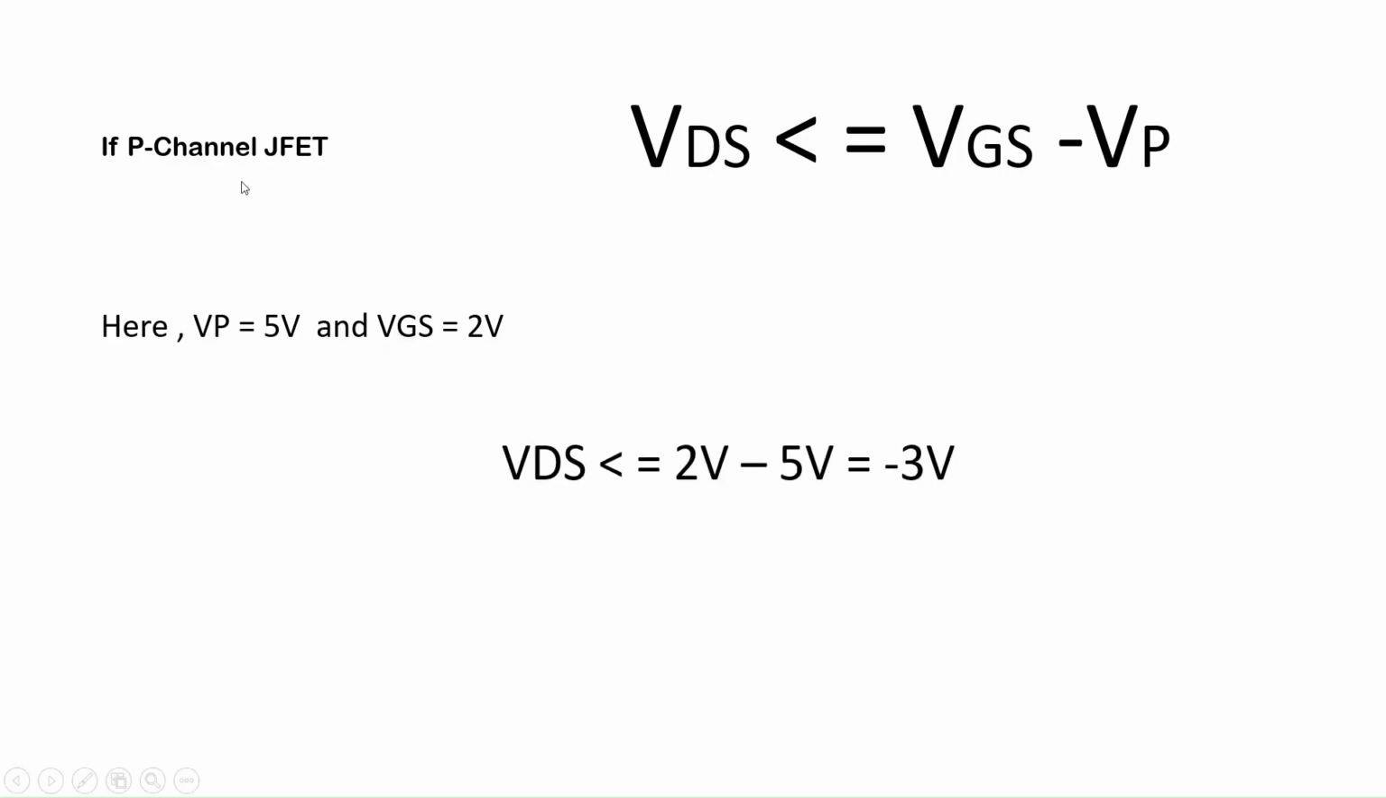As we know, in the P-type JFET, if VDS is less than or equal to VGS minus VP, then only it enters into the saturation region. So, as we know, VGS is equal to 2 volts and VP is equal to 5 volts. So 2 minus 5 volts is equal to minus 3 volts. By considering this value, when VDS is less than or equal to minus 3 volts, our P-type JFET will enter into the saturation region.